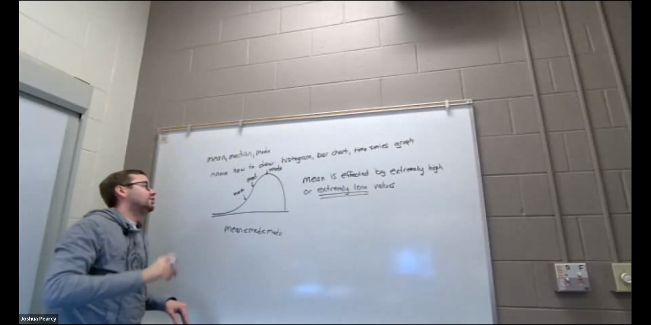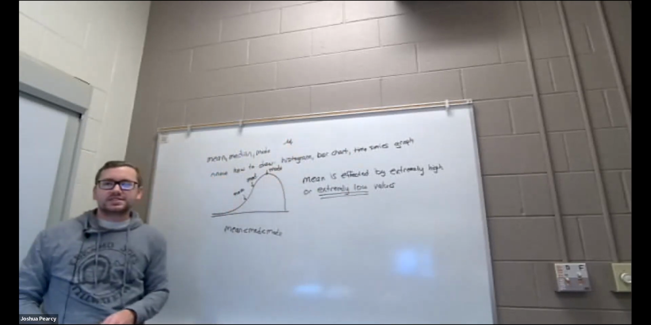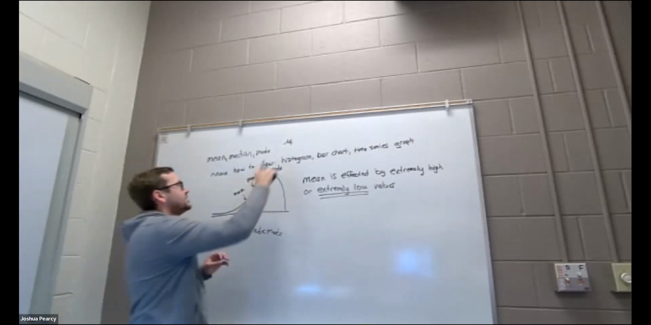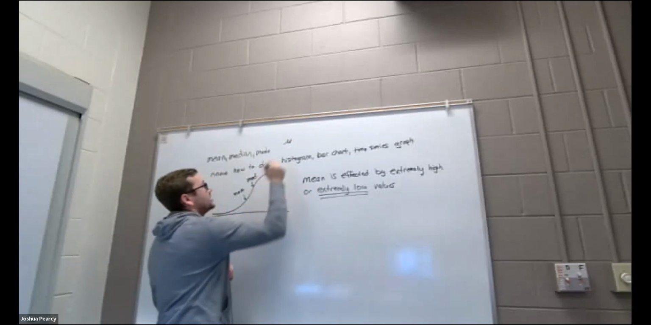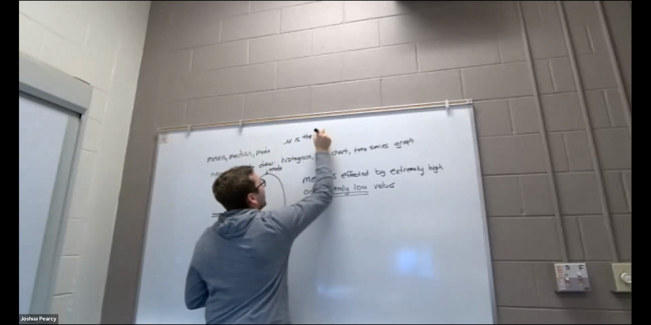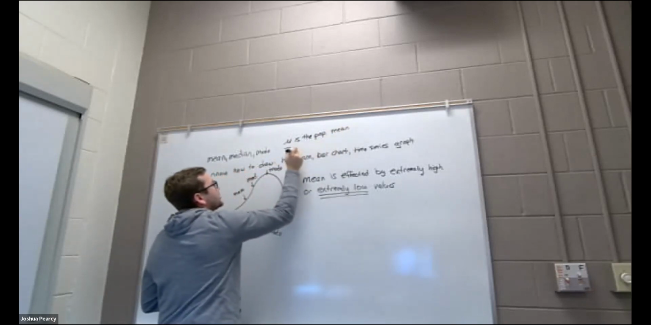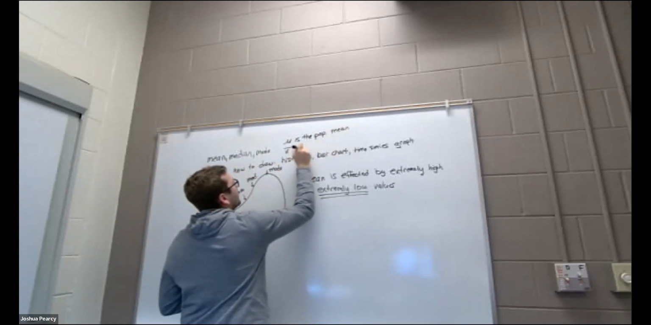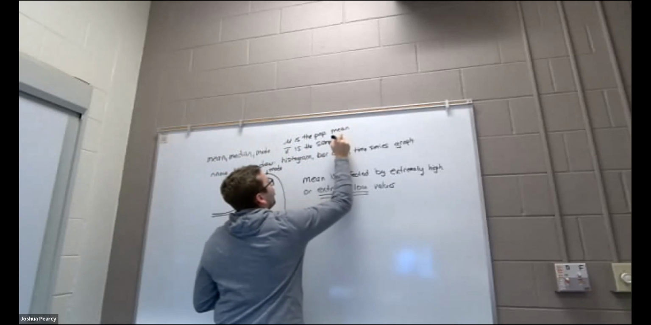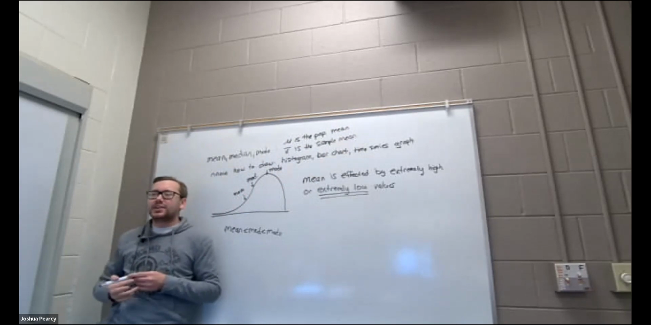So you should know what mu represents. Anyone remember what that represents? Mu is the population mean. And then X bar was the sample mean. You should know how to calculate those by hand or using the calculator.